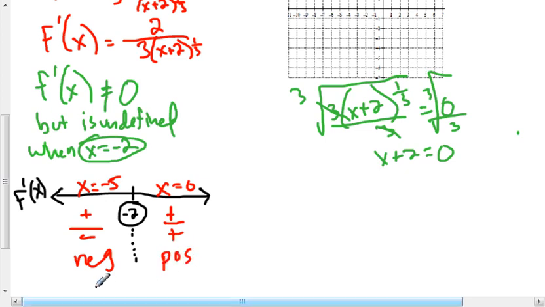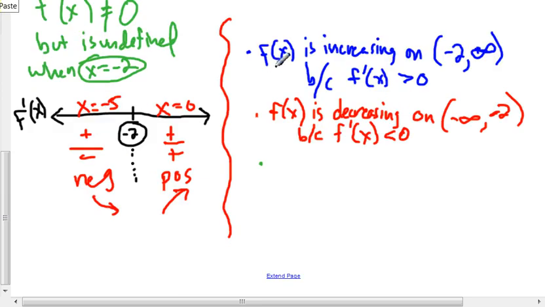So this function is decreasing, hitting a value of 0, excuse me, a value that's undefined, sorry, and then positive. So let's answer those questions, same questions we just answered in part 1 of the notes. Okay, so the original function's increasing when the derivative is positive. We said it's positive on the interval from negative 2 to positive infinity.